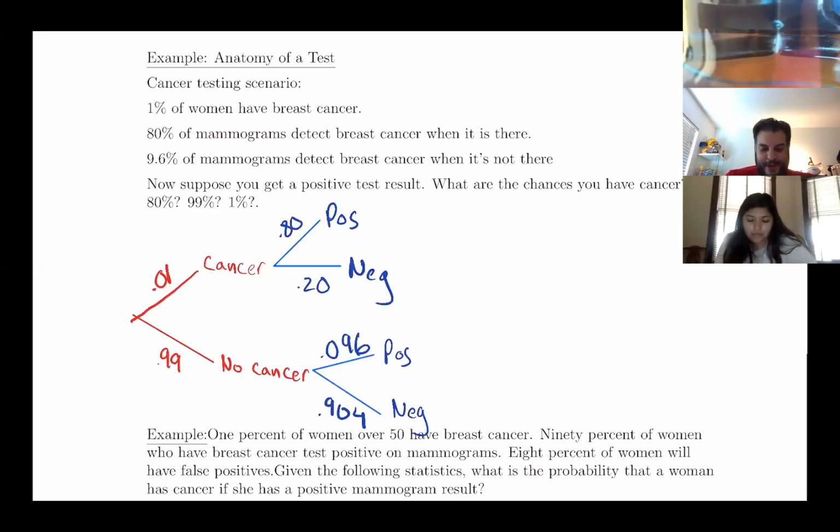All right. So let's look at the thing. It says now suppose you get a positive test result. What are the chances you have cancer? So what do we already know? Do we already know they tested positive, or do we already know that they have cancer? So we know they tested positive.